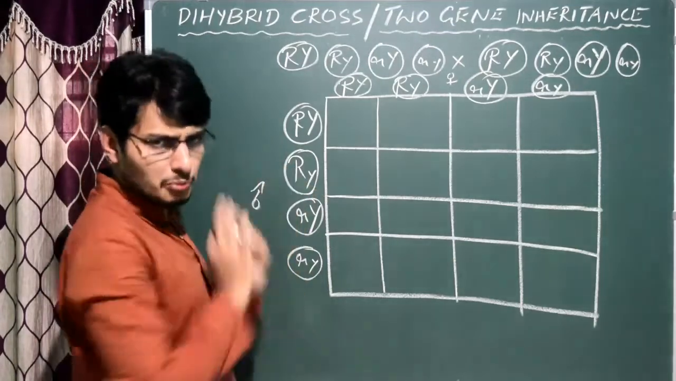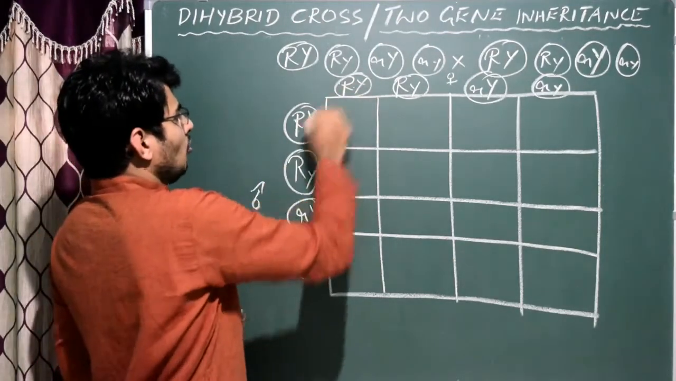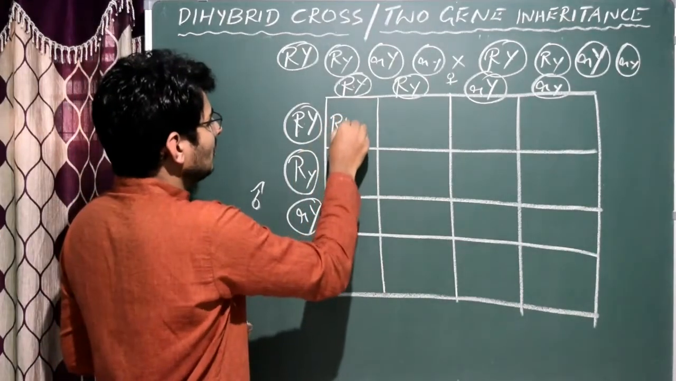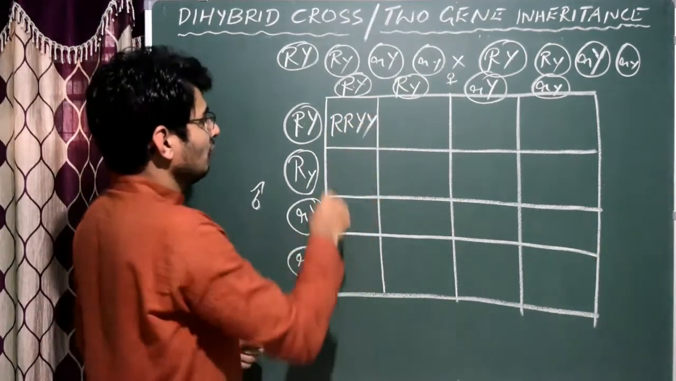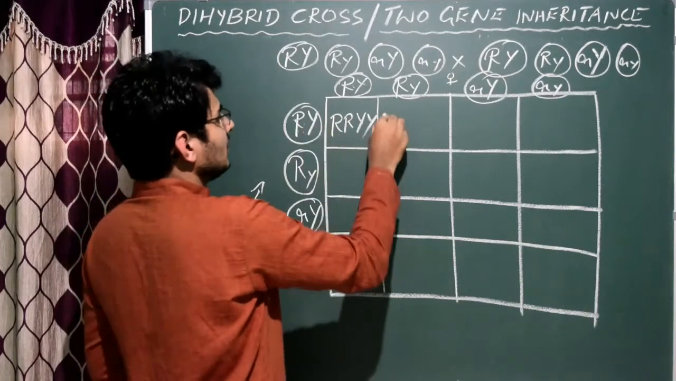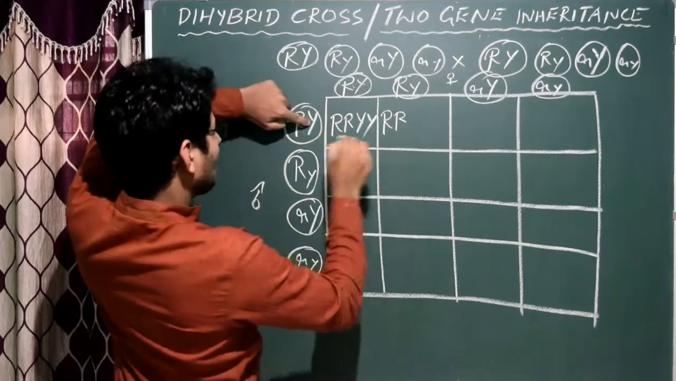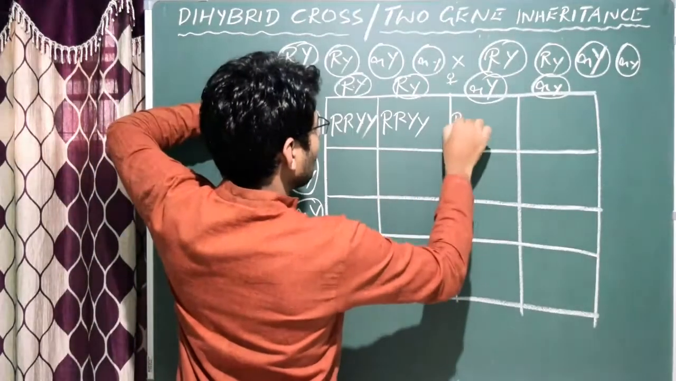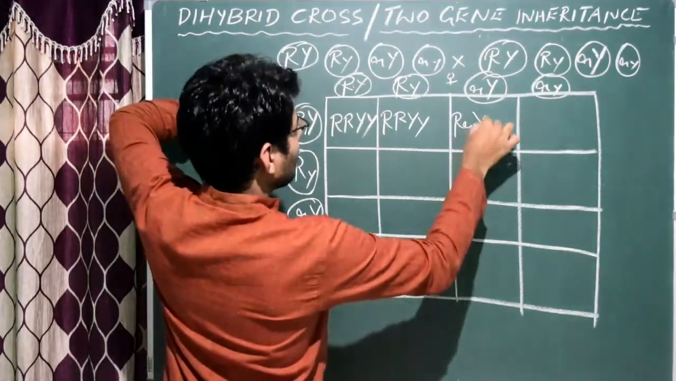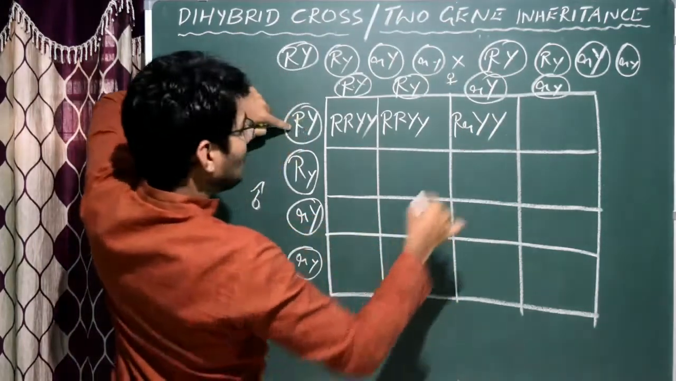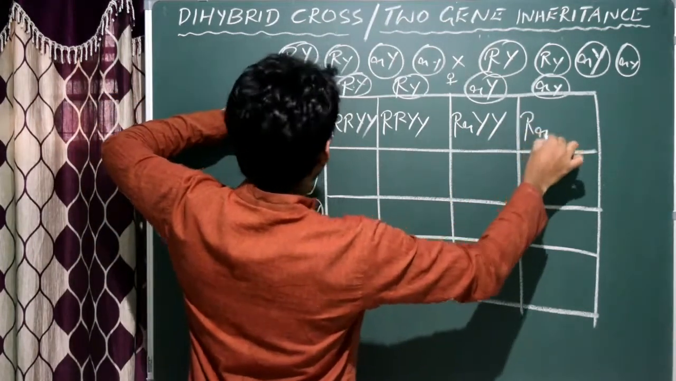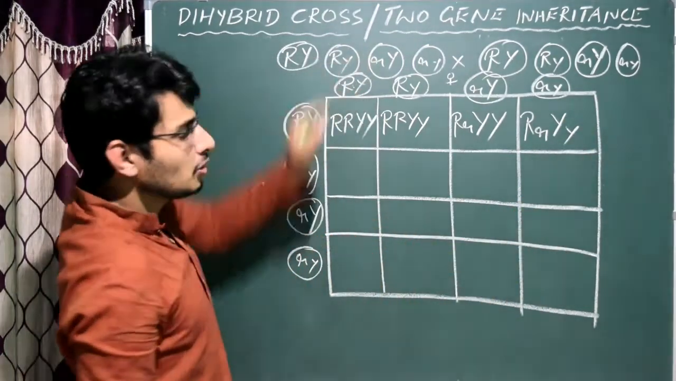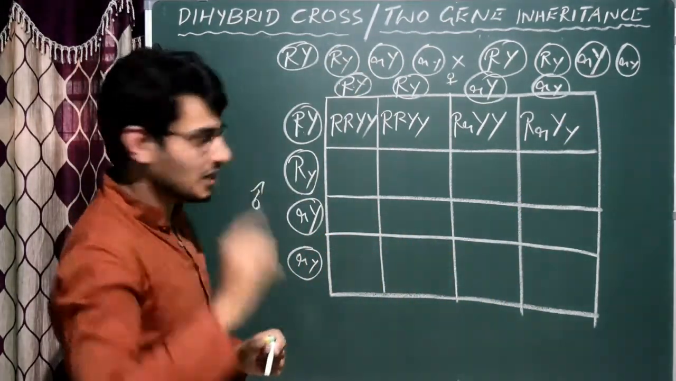For possibility number 1, what if this gamete fuses with this gamete of the female? We get capital R, capital R, capital Y, capital Y. Again, another possibility, capital R, capital R, capital Y, small y. Again, capital R, small r, capital Y, capital Y. Again, capital R, small r, capital Y, small y. Now we got 4 offsprings with different genotypes.